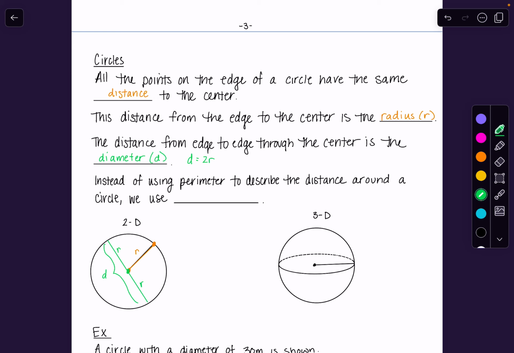So instead of using perimeter to describe the distance that we would walk around the circle, we call it the circumference. So we use the circumference instead. So instead of using a P, we use a C to talk about the distance around the circle. Okay. So our formulas for both the circumference and the area just depend on the radius. So the circumference is going to be 2 times the number pi times r.